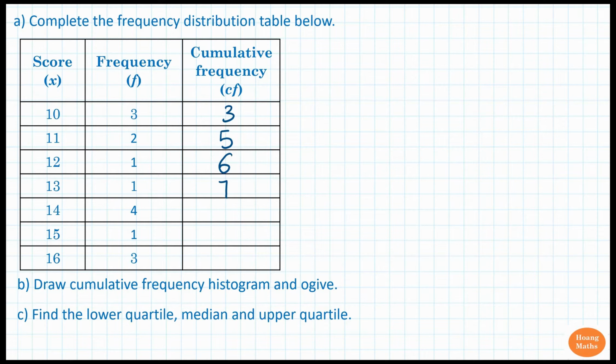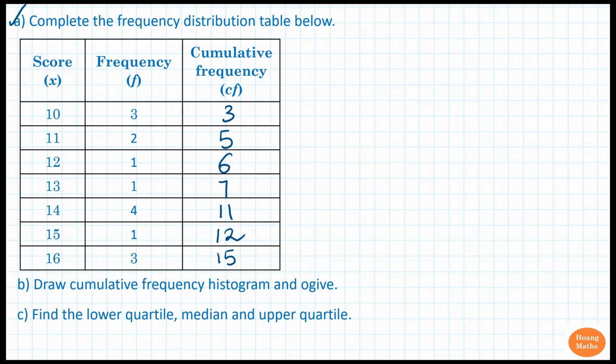And to find the next one, same process. So 7 plus 4 is 11. 11 plus 1 is 12. 12 plus 3 is 15. Now please take note on this. If you add these frequencies together, you should get 15. We're done with Part A.